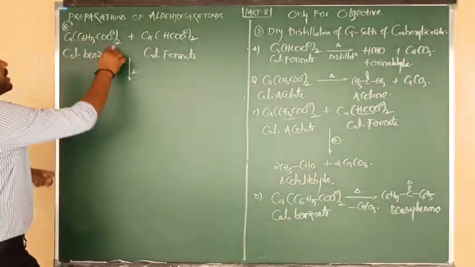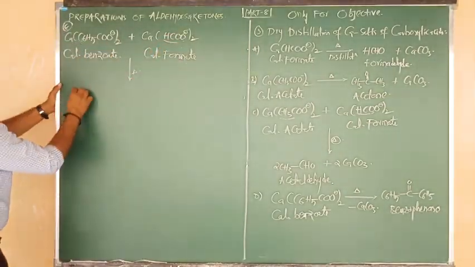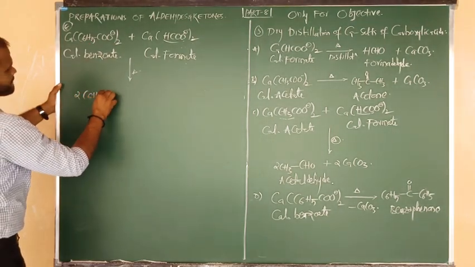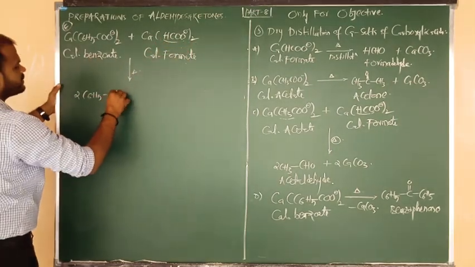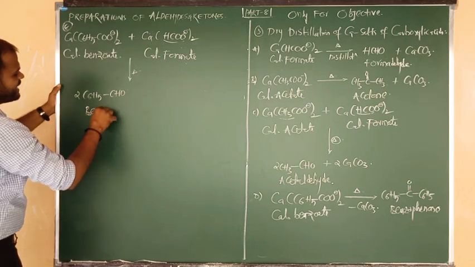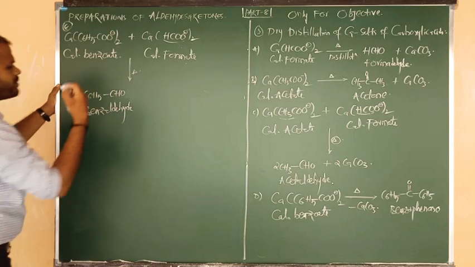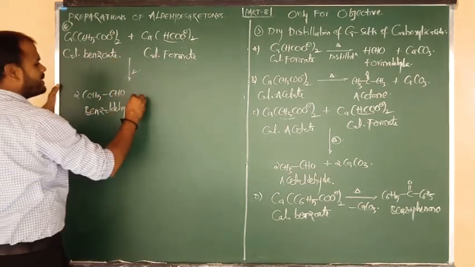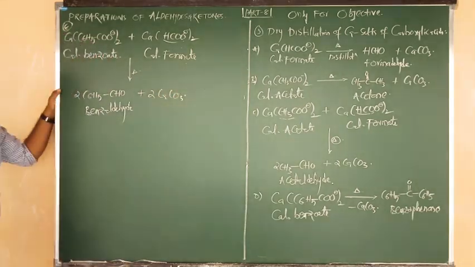Here also the same thing. 2 moles of benzene bonded to CHO. What is the product you are going to get? 2 moles of C6H5CHO. How many groups are there? 2 groups. What is the name of your product here? Benzaldehyde, benzene bonded to CHO. Again, calcium changes into calcium carbonate. Here also calcium is there, calcium changes into calcium carbonate. How many moles? 2 moles.